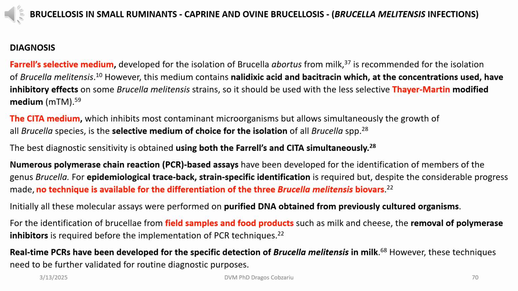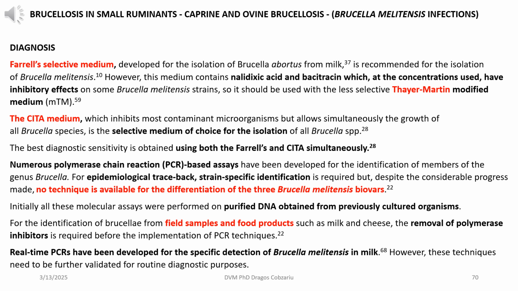Numerous polymerase chain reaction, PCR-based assays have been developed for the identification of members of the genus Brucella. For epidemiological traceback, strain-specific identification is required but, despite the considerable progress made, no technique is available for the differentiation of the three Brucella melitensis biovars. Initially all these molecular assays were performed on purified DNA obtained from previously cultured organisms. For the identification of Brucellae from field samples and food products such as milk and cheese, the removal of polymerase inhibitors is required before the implementation of PCR techniques.